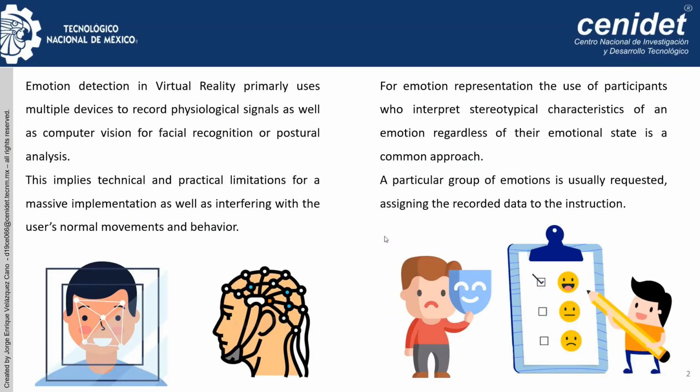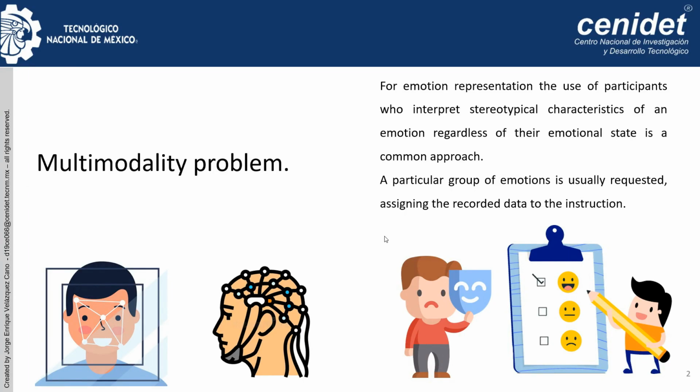Emotion detection in virtual reality primarily uses multiple devices to record physiological signals, as well as computer vision for facial recognition or postural analysis. This implies technical and practical limitations for a massive implementation, as well as interfering with the user's normal movements and behavior. There would exist a feeling of being watched, and the sensors are generally not comfortable to wear. This paper calls these conditions the multimodality problem.